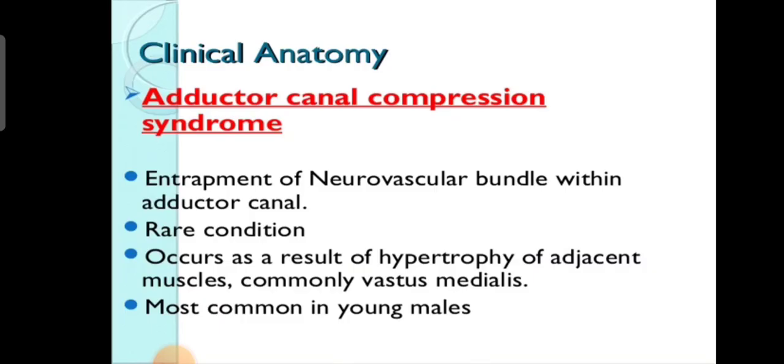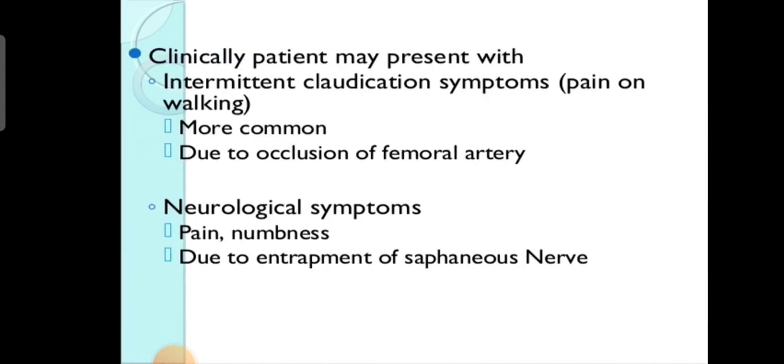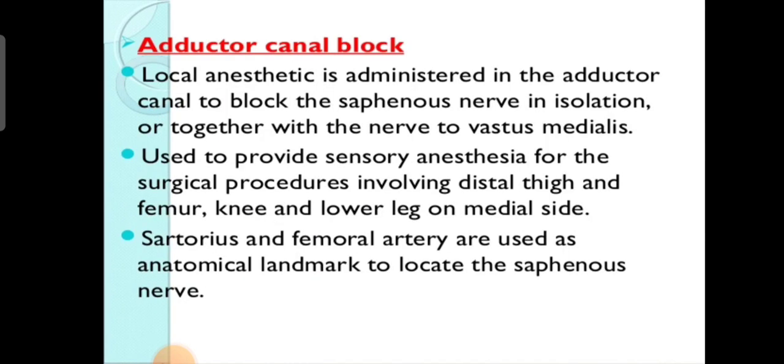Then we come to the clinical anatomy. In this we can see the adductor canal compression syndrome. In this we have entrapment of neurovascular bundle within the adductor canal. It is because of the hypertrophy of the nearby structure, that is the vastus medialis. Most commonly it affects young males. In this, when there is compression of artery, it is causing pain on walking, and due to compression of the nerve, it causes pain or numbness due to entrapment of saphenous nerve.